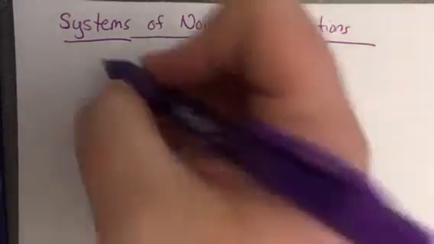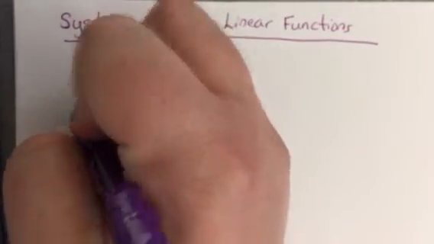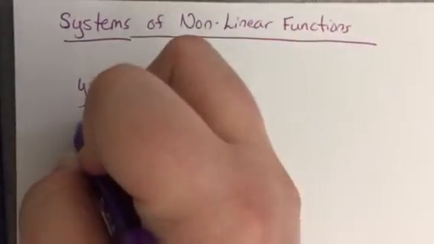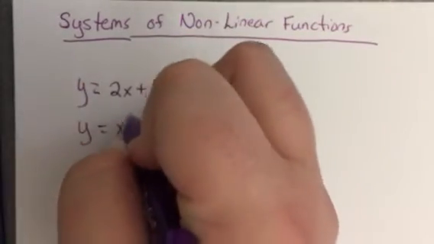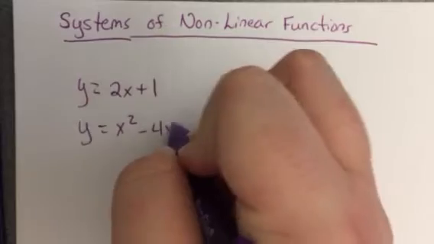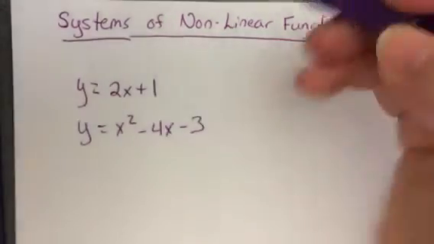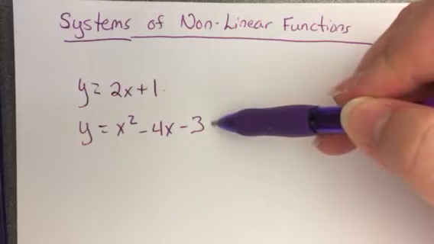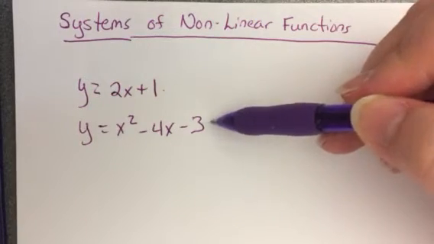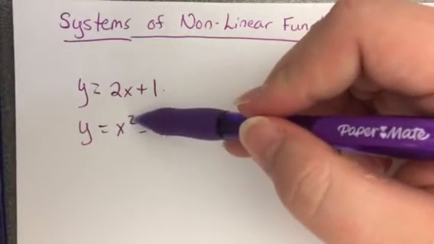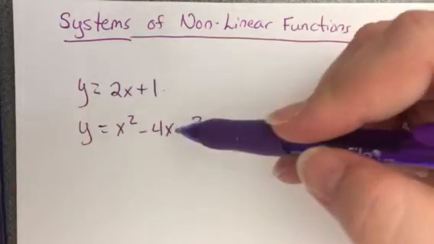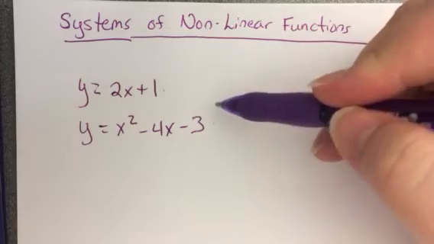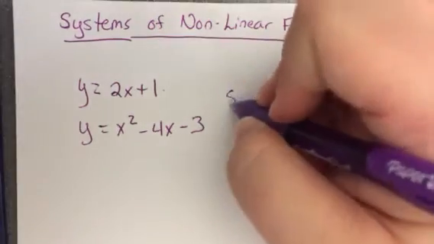Okay, so here's the system. We're going to have y equals 2x plus 1, and we're going to have y equals x squared minus 4x minus 3. Okay, so our first equation here is a line. Our second equation is a quadratic. We know it's a quadratic because of the x squared. Now I'm going to show you how to find your solutions algebraically. This is technically the substitution method.